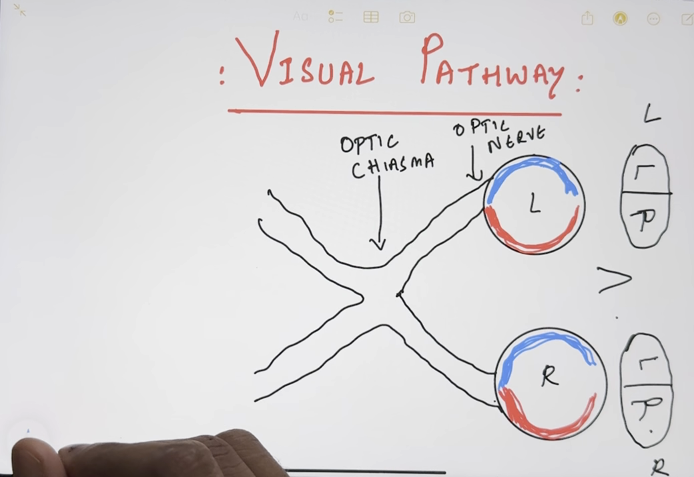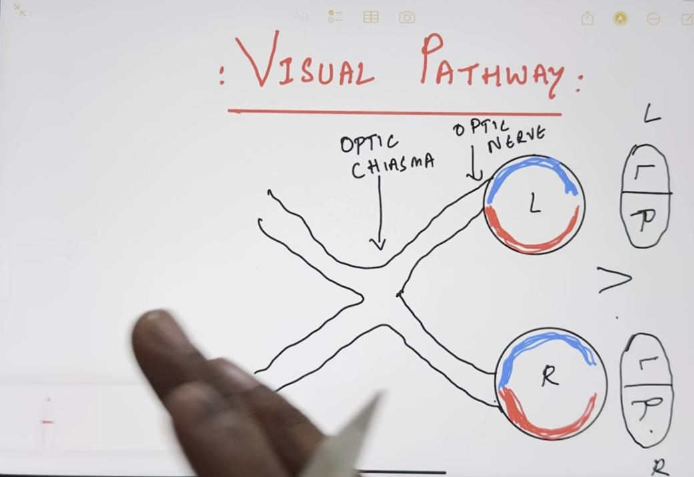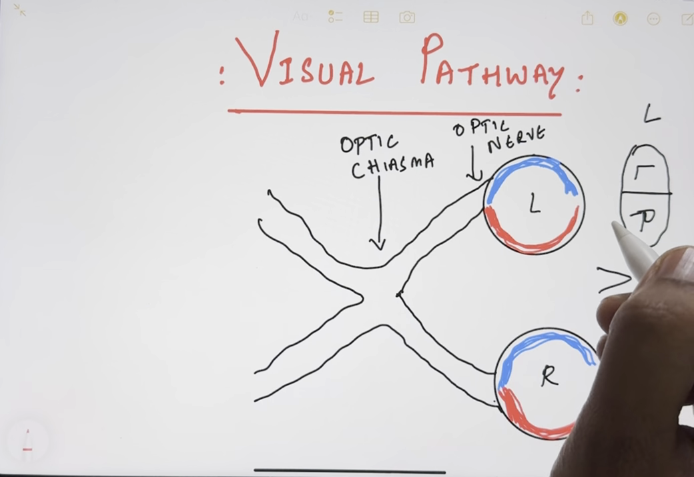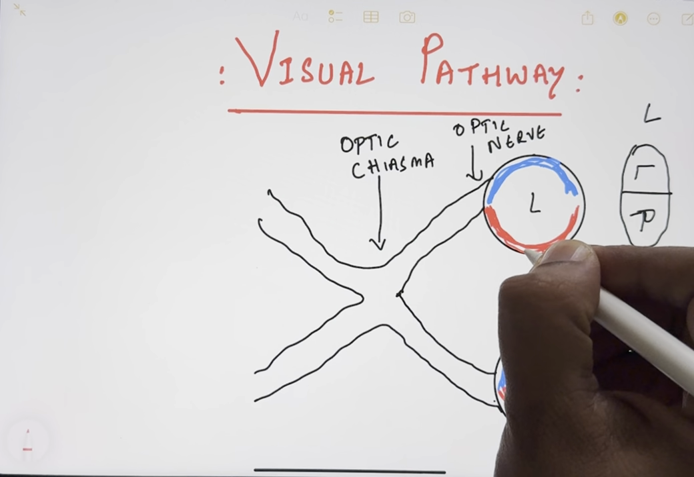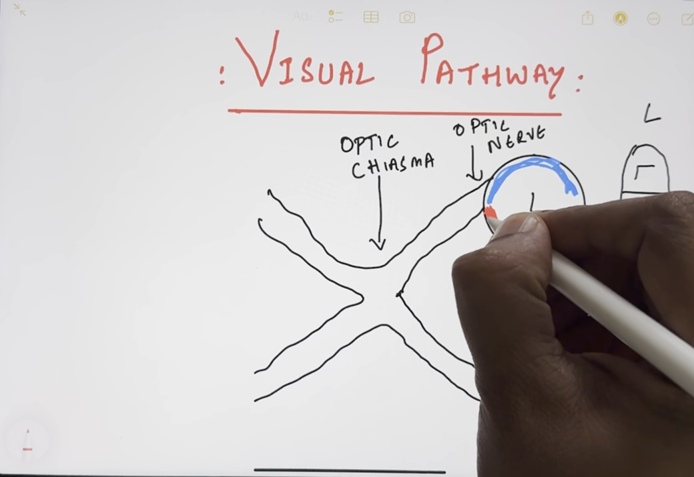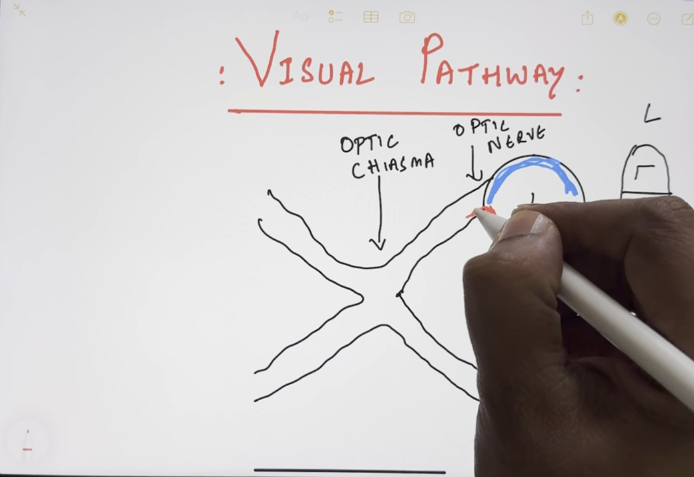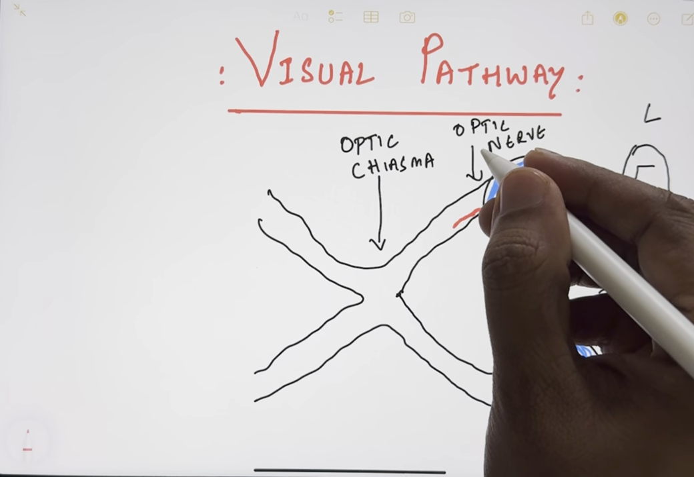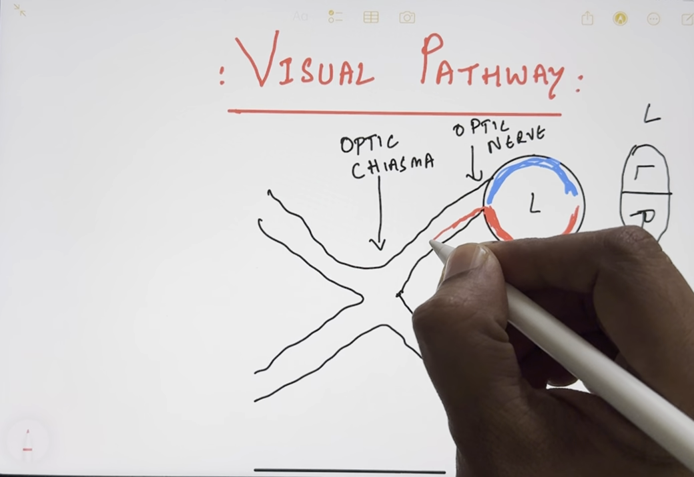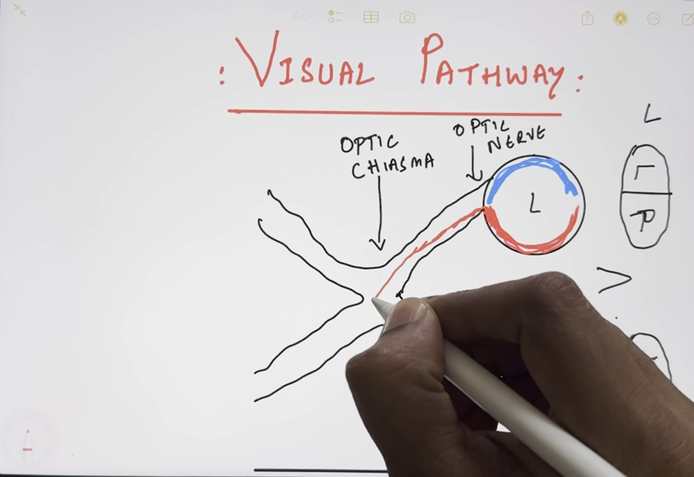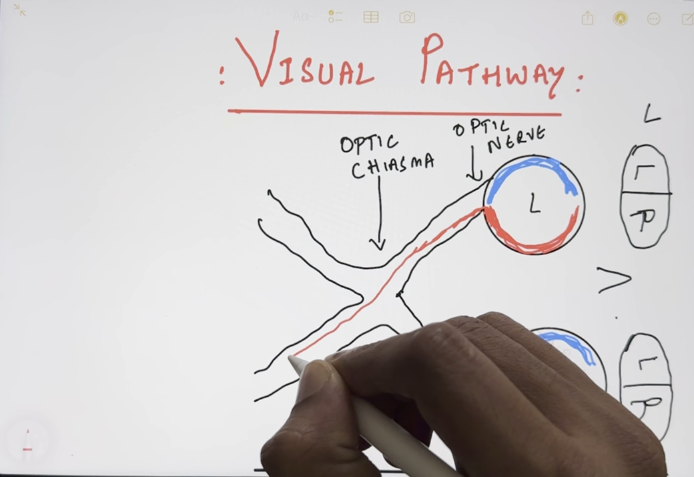Now, consider this half, that is the nasal hemiretina of the left eye. The fibers from the ganglion cell layers, you know there are 10 layers of the retina, from that ganglion cell layer the axons will run posteriorly and form the optic nerve. They will go posteriorly and medially and they will cross to the opposite side.